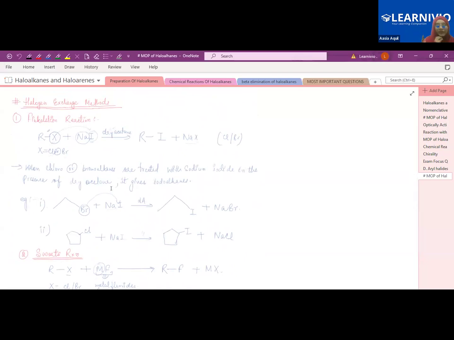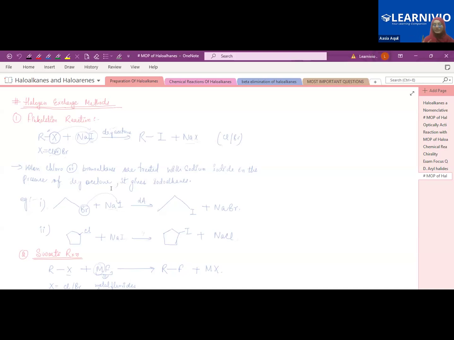A direct question can come, like what is the Finkelstein reaction? Write down the mechanism with an example, right? So when chloro or bromoalkanes are treated with sodium iodide in the presence of dry acetone, it will give you iodoalkanes. It is a halogen exchange method to form iodoalkanes, by the reaction of chloro or bromoalkane with sodium iodide in the presence of dry acetone.